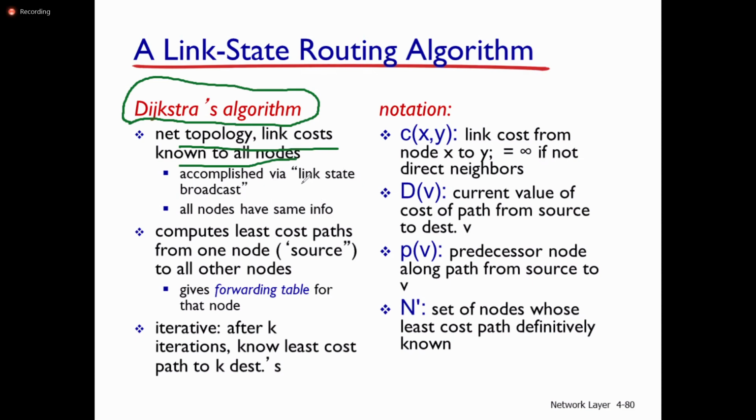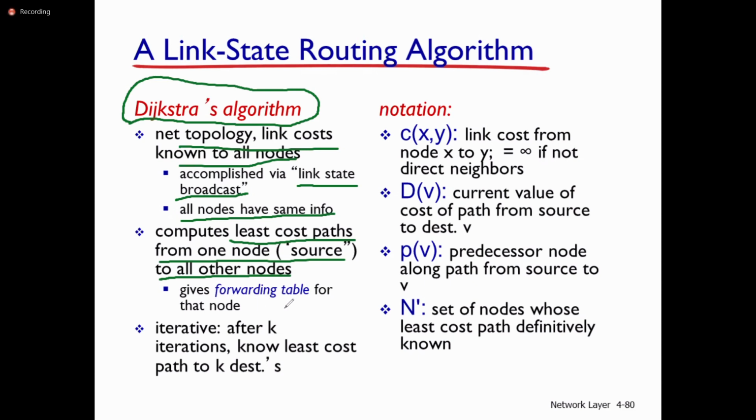This is accomplished via link state broadcast, which we will see in detail. All nodes have the same information. Here we need to compute the least cost path from one node to all other nodes. We will consider that one node as the source node. So in this LS algorithm, we compute the least cost path from the source to all other nodes in the network.